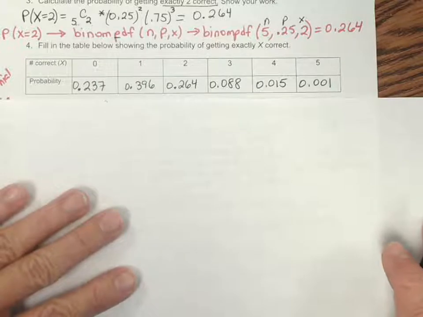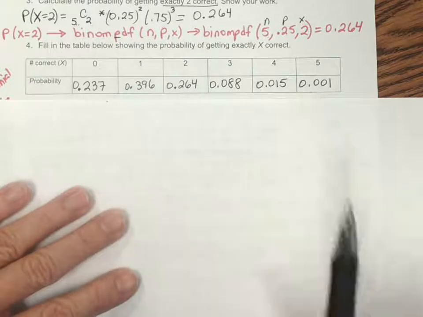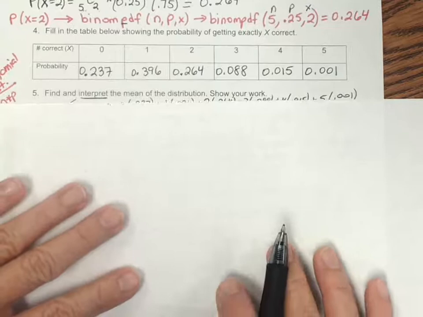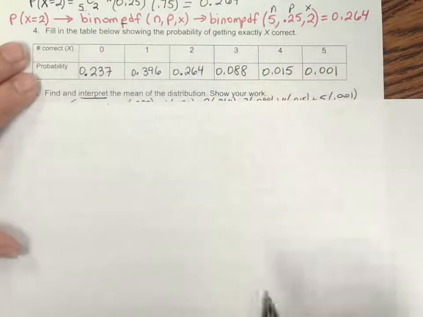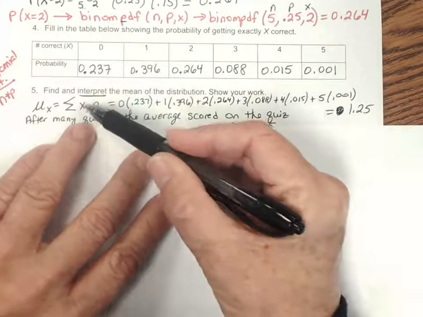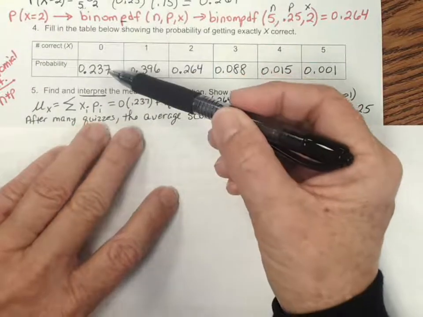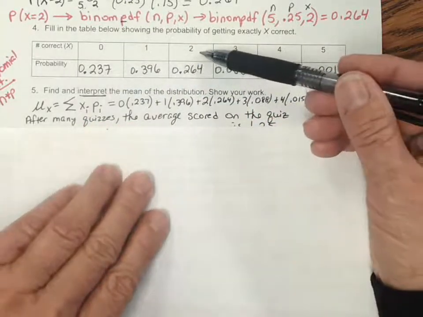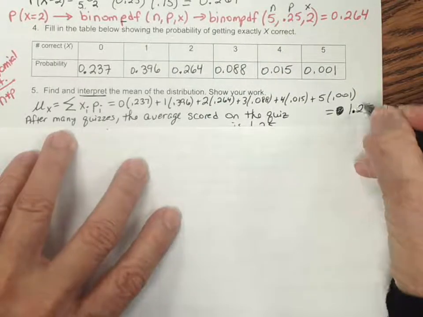So there is our probabilities. And of course, being a good probability model, these should all add up to 1. So now we want to find and interpret the mean of the distribution. So the mean is just like we've been doing, the sum of the individual x value times the probability of that x value. So 0 times 0.237 plus 1 times 0.396 plus 2 times that, etc. And when you add that all up, we got 1.25.